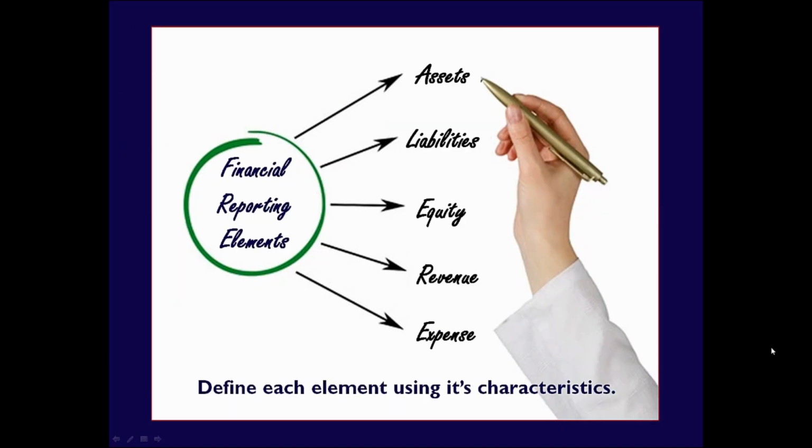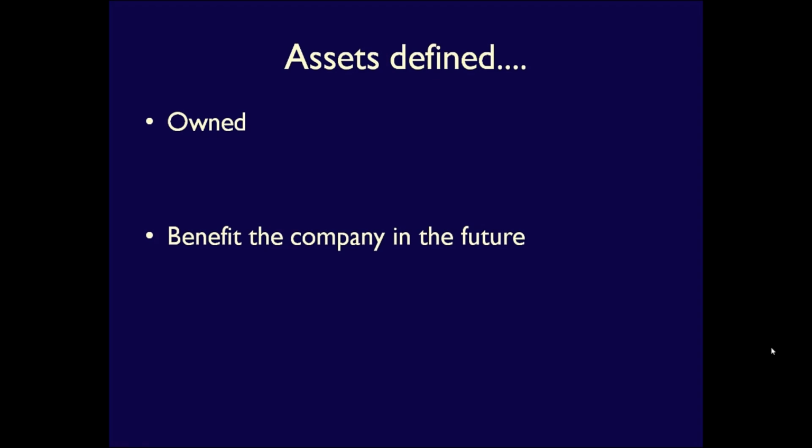Each element has characteristics that define them. When we record the activities of a business, we use those characteristics to determine if the transaction will affect the element or not. Let's start with assets. Assets have 3 characteristics. Assets are owned, they provide future economic benefit, and they are due to past events. Let's go through each of these characteristics and expand on them.